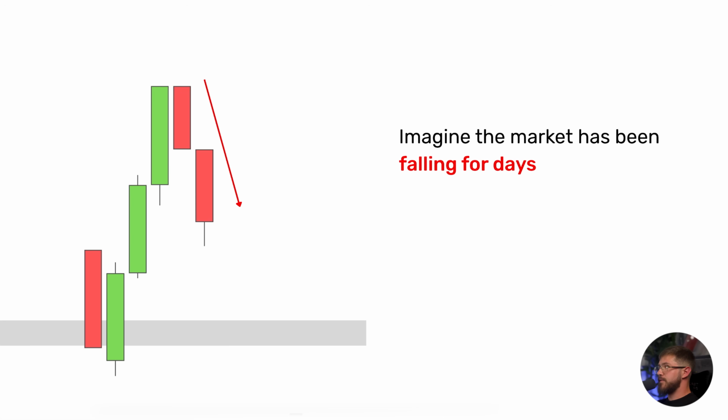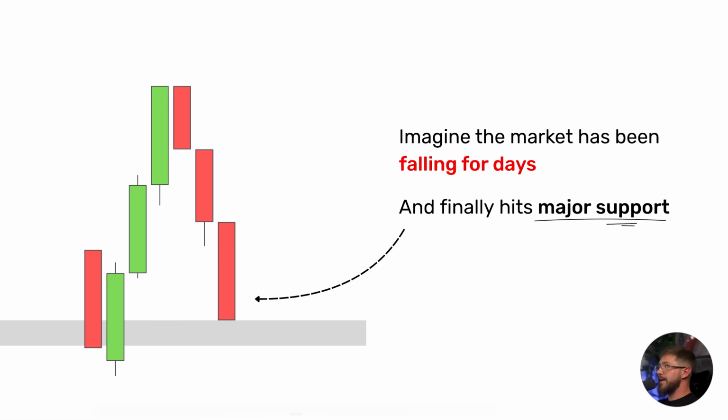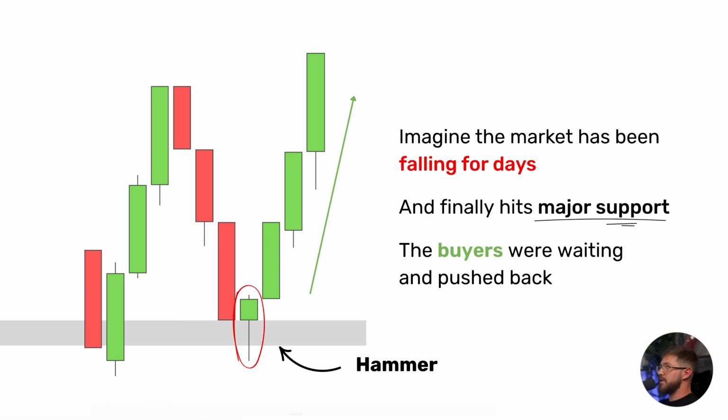Imagine the market has been falling for days, and it finally hits a major support level that's held multiple times before. Right at that support, you see a hammer candle form. Well, that hammer is showing you that the sellers tried to break the support, but the buyers were waiting and pushed back hard. This confirms that the support held.